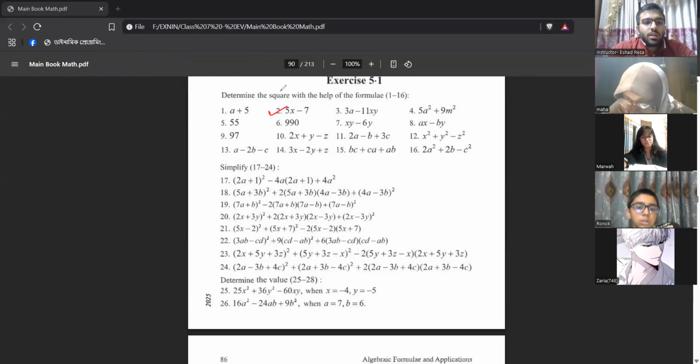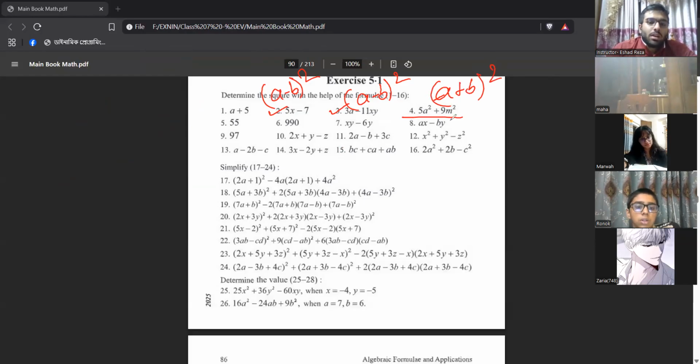Number 2, you just need to use the formula for a minus b whole square. Number 3, again, you just use the formula for a minus b whole square. And number 4, you need to use the formula for a plus b whole square. So I'm just going to show you number 4 again, because this is a place where you definitely need the brackets. They're saying find the square of this with the formula.